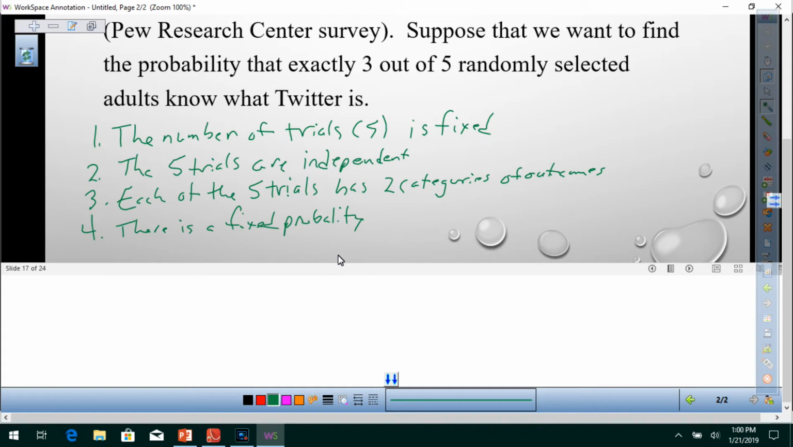All right, so now that we know that it is a binomial distribution, what is n? N equals 5. X equals 3. P equals 0.85. And Q equals 1 minus 0.85, which is 0.15. So those are the variables.